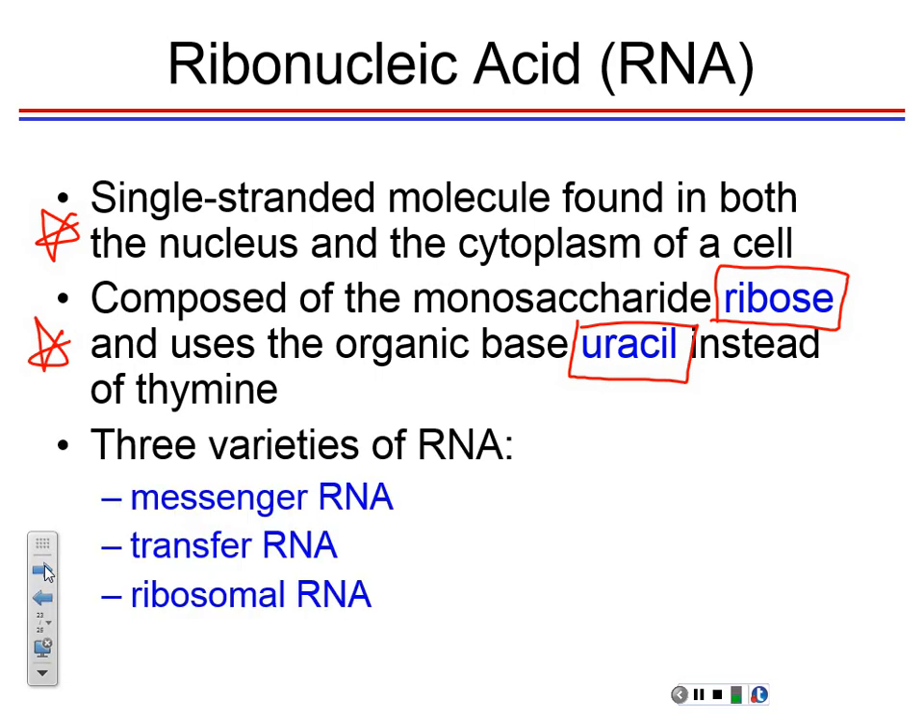And of course, we get 3 types of RNA. Messenger RNA is one that does what? Transcription. It will take the code on the DNA and move it out of the nucleus. And the messenger RNA moves into the cytoplasm where it will attach onto a ribosome.